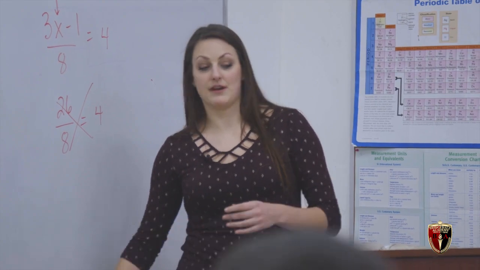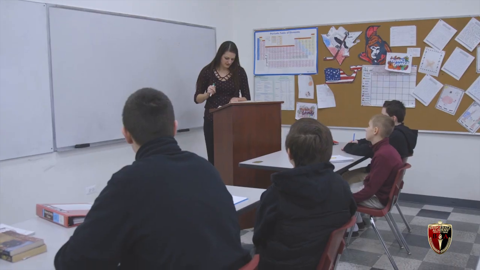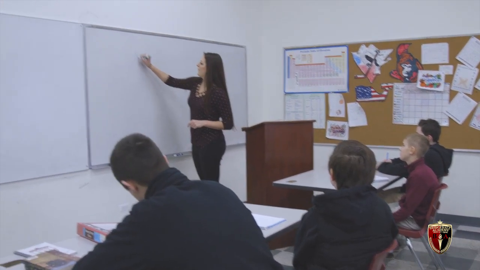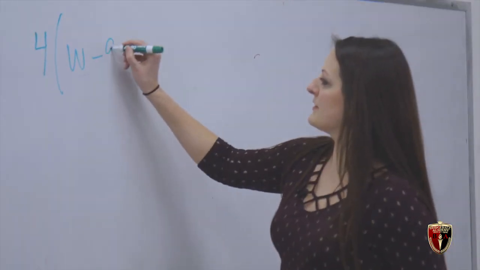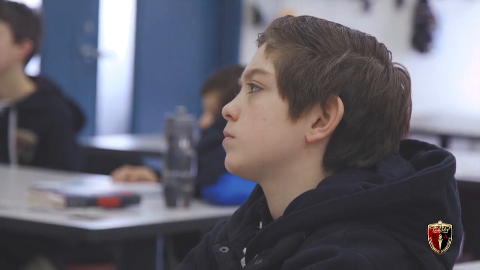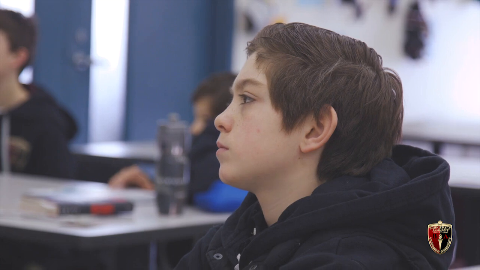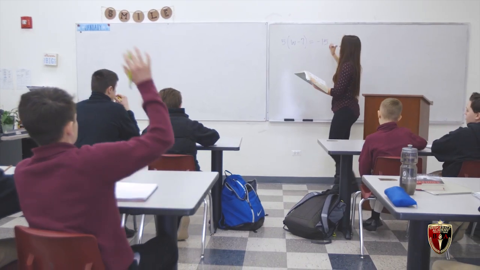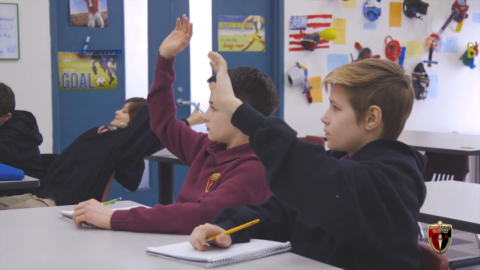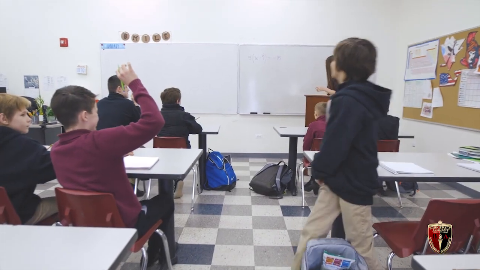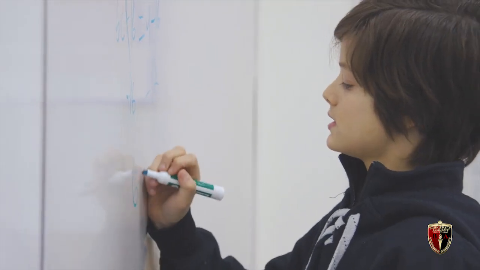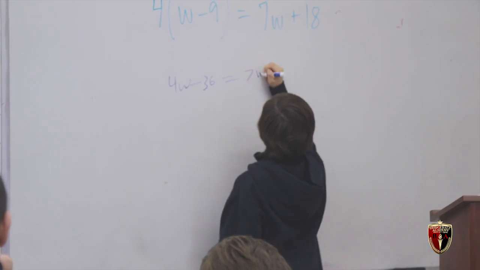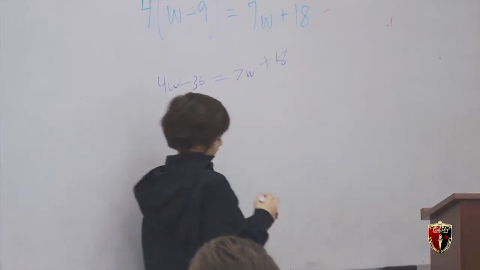Okay, hard ones. You ready? Let's make it really tricky. Let's do this one: 4 parentheses w minus 9 equals 7w plus 18. Okay, I need a volunteer. Nathan? What do you think your first step is going to be? Distribute. Good. You still see distributive property? You only get to do one step. Thank you, Nathan. You can take a seat.